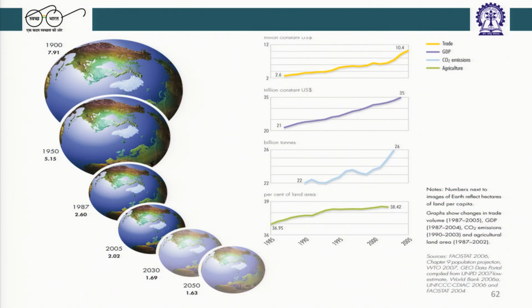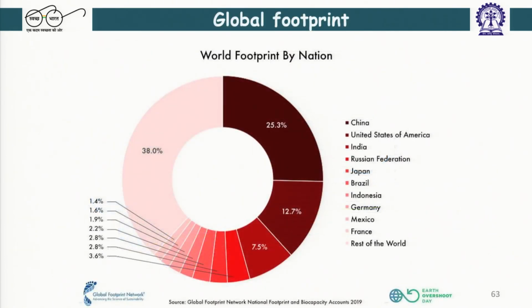There is a concept of the shrinking Earth as well, which basically tells you that as we grow, the hectares of land per capita shrink. For one person on this planet, we had 7.91 hectares of land available in the 1930s, and that number has gone down to around 1.69 now, and will go further to 1.63 by 2050. So we probably need more and more Earth.